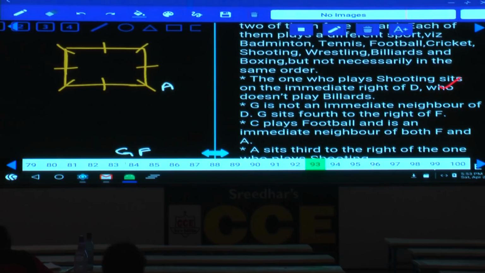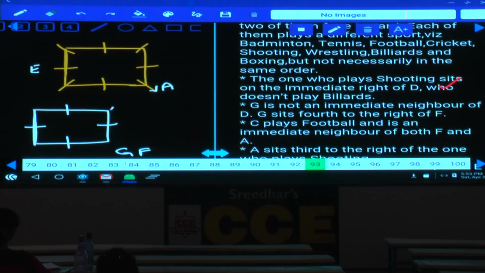As A sits at the corner of the side, we can have two different possibilities. Either A is away from the center or towards the center. If this person is away, then E will be here, that is the first case. And in the second case, now if A, who is at the corner, is facing towards the center and E sits out to the right of A. A sits at the corner of the square, E sits out to the right of A, who plays boxing. Now this A is playing boxing.